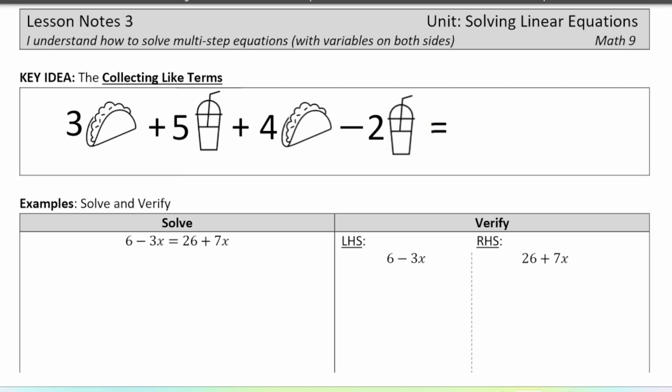So if you have, let's say, 3 tacos, 5 drinks, 4 tacos, and then you take away 2 drinks, let's say you drank them, we can add the like terms together. The like terms would obviously be the tacos. So 3 plus 4, we'd end up with 7 tacos. And if you had 5 drinks and then you took away 2, you'd end up with 3 drinks. So those would also be like terms. So we can add numbers together, and we can also add terms that have x in them together. Those are like terms as well.